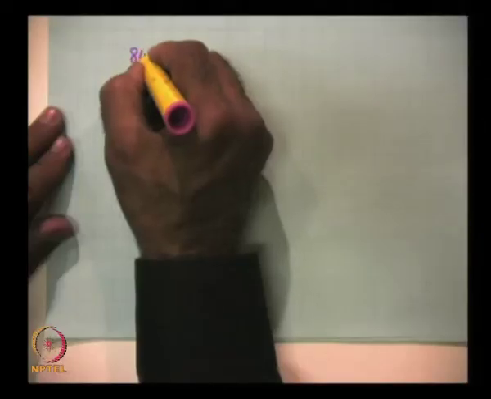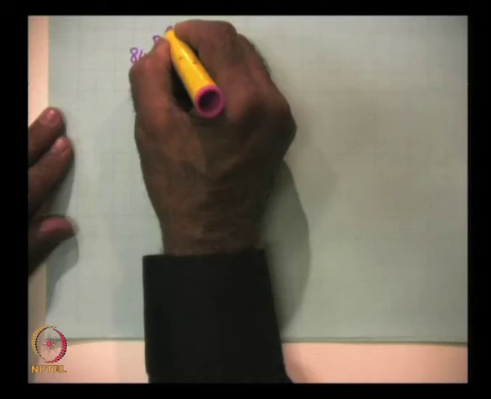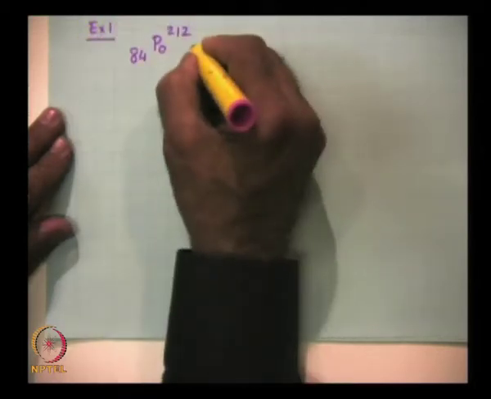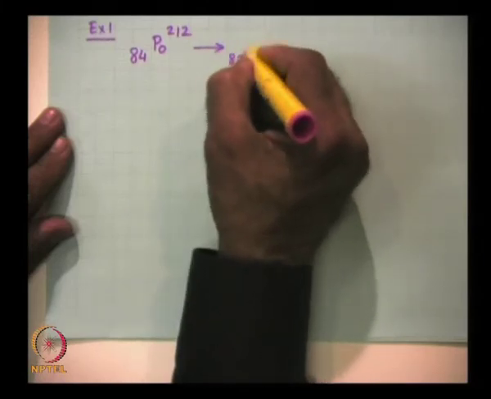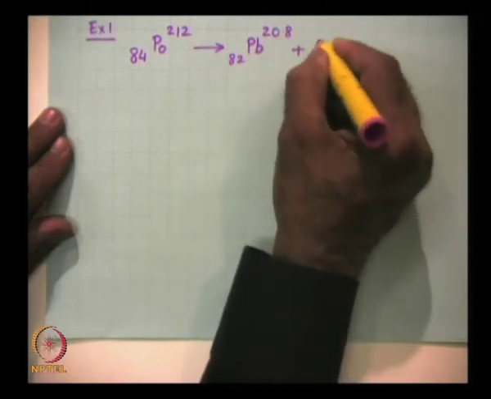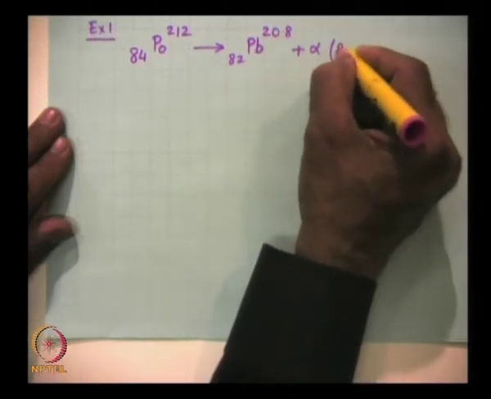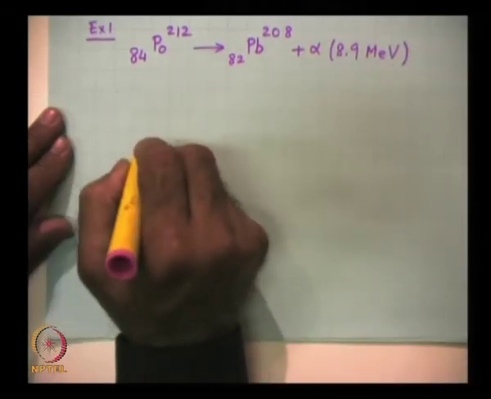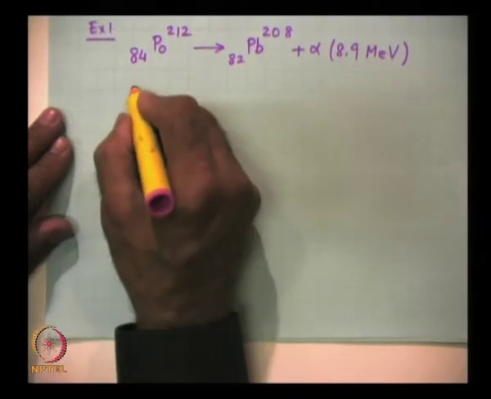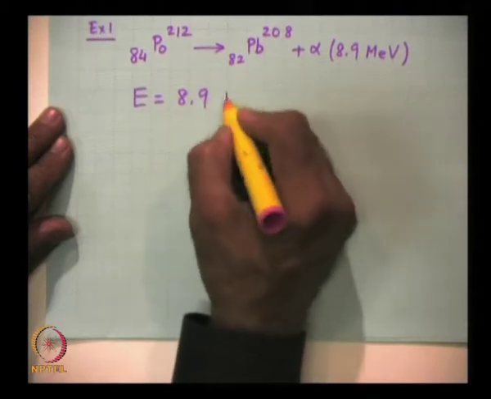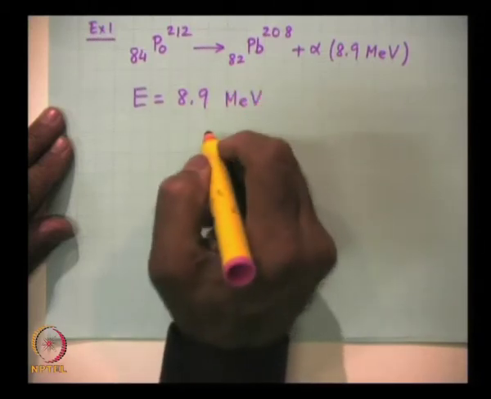Let me consider the decay of 84 polonium 212, example 1, going over to 82 lead 208, and an alpha particle of 8.9 MeV is emitted. So, you have here the energy E is equal to 8.9 MeV, million electron volts.